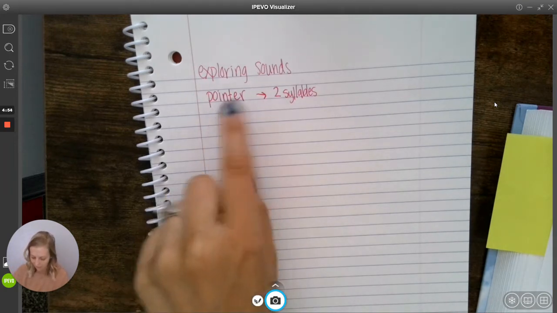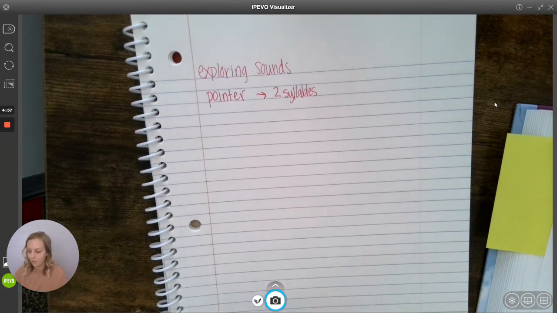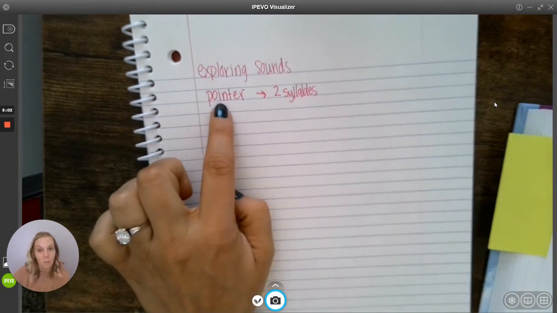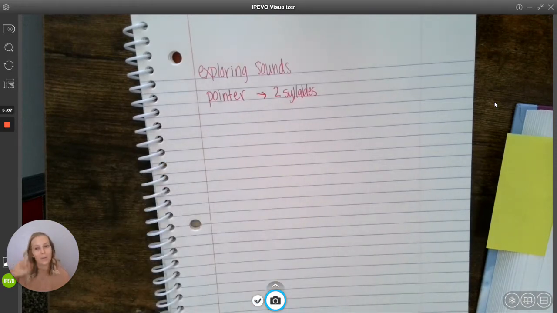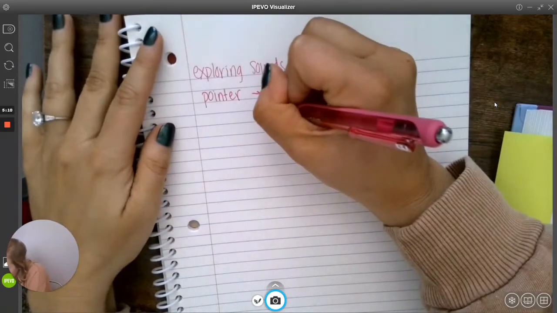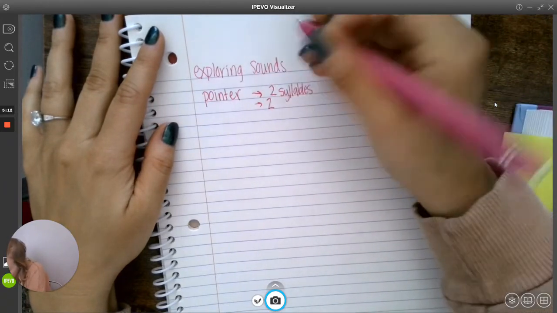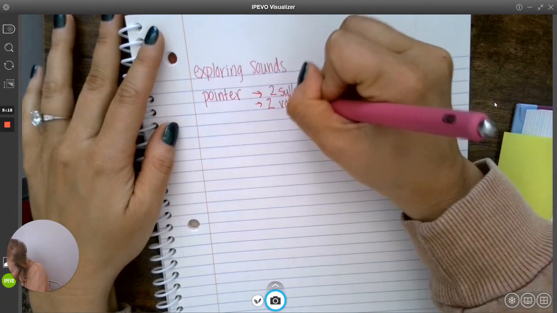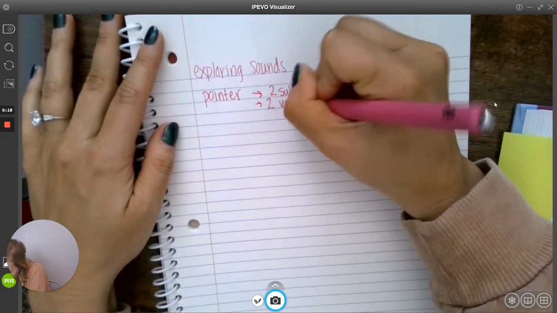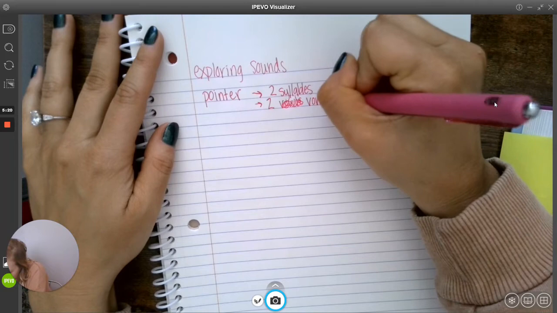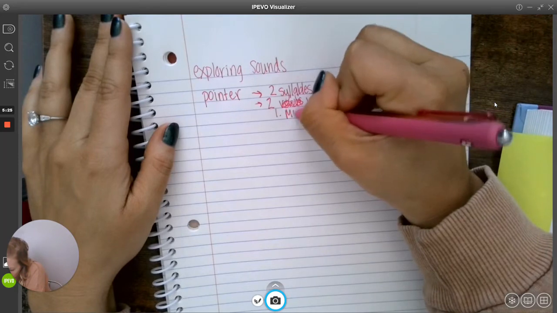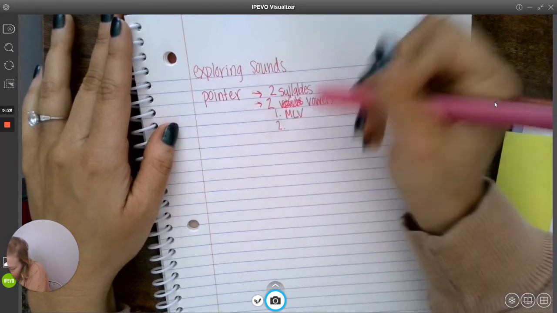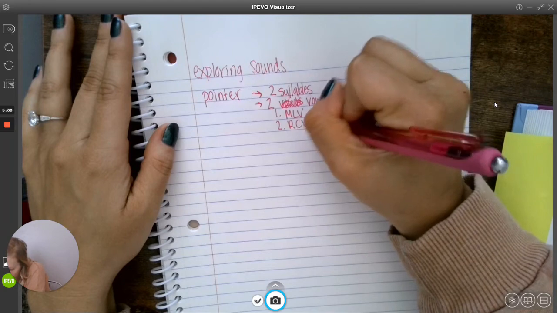What vowel types do you see in pointer? What are our vowel types? We know they're here and they're over here. We have a multi-letter vowel and an R-controlled vowel. That's why we only have two. So we're going to write under here, two vowels. Whoops, Miss Kensler spelled it wrong. Vowels, there we go. We're going to write one multi-letter vowel, and the second one was R-controlled vowel.